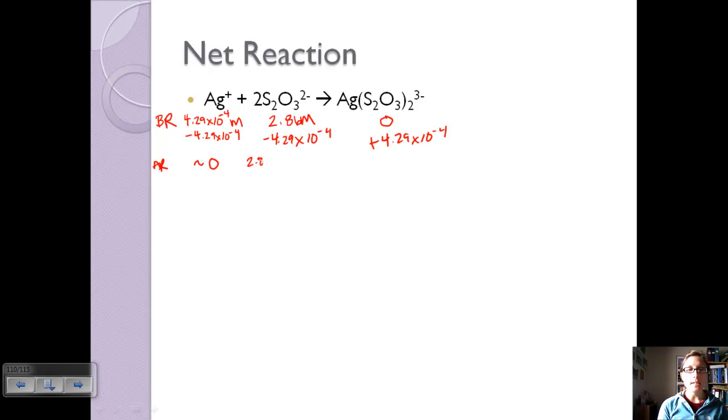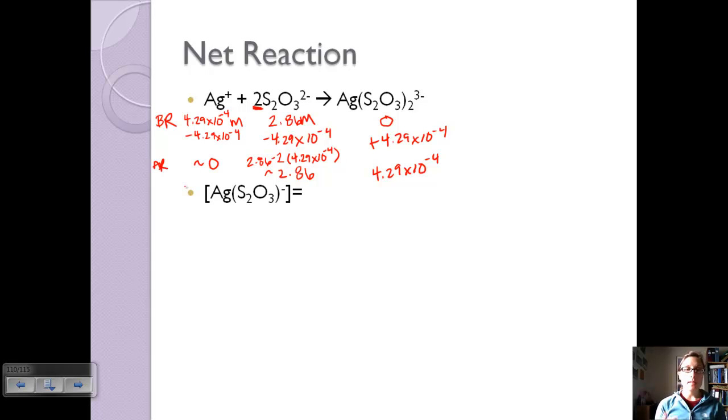If we take the 2.86, and actually this should be minus 2 of these because of the 2 up here, so minus 2 times 4.29 times 10 to the negative 4. Well, this is such a small value anyway that it comes out to approximately 2.86. Really haven't seen a change there. And then here we have our 4.29 times 10 to the negative 4. Okay, so this is our before and after reaction.